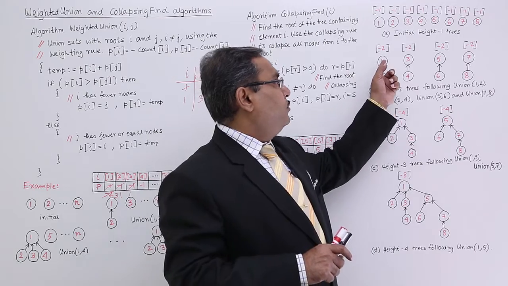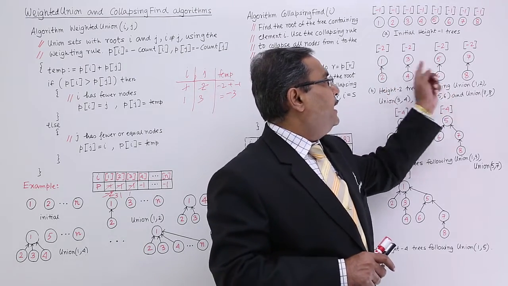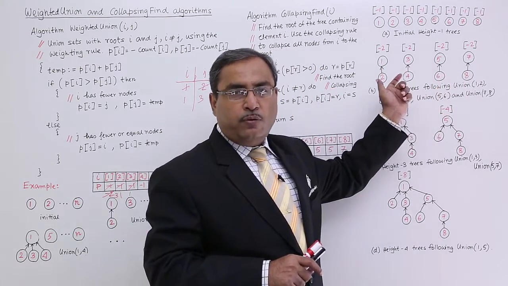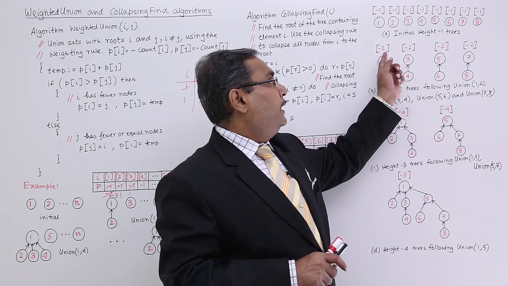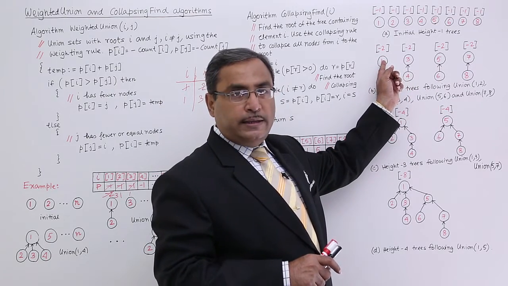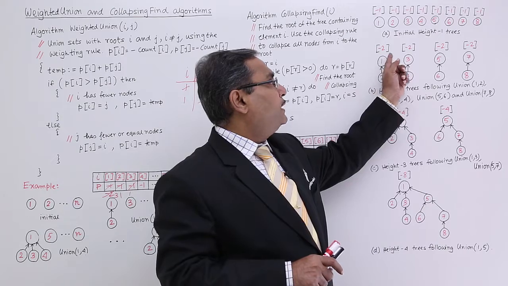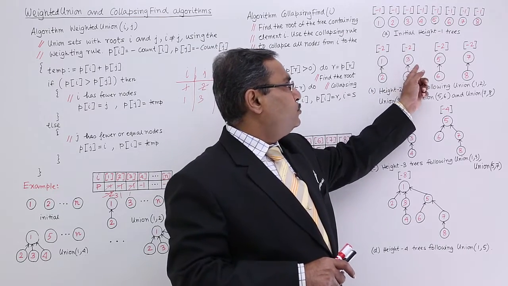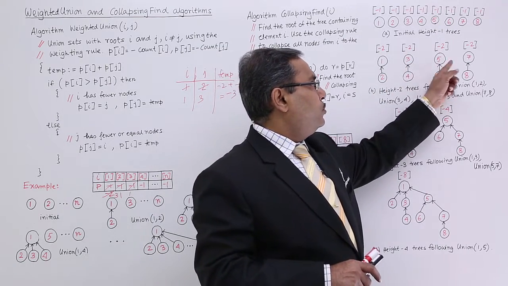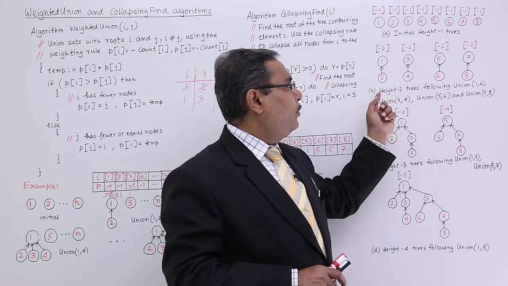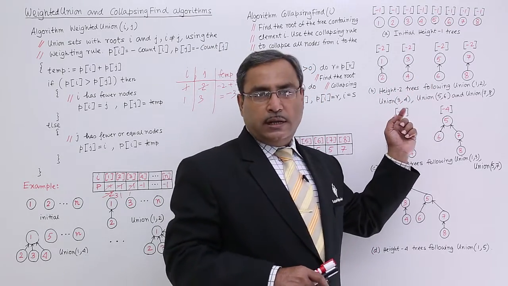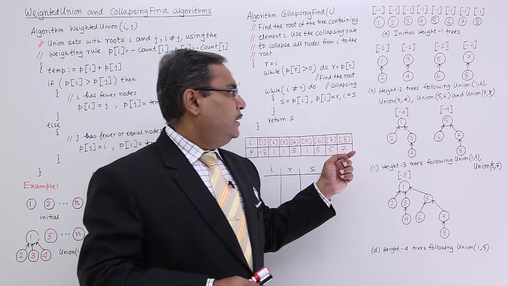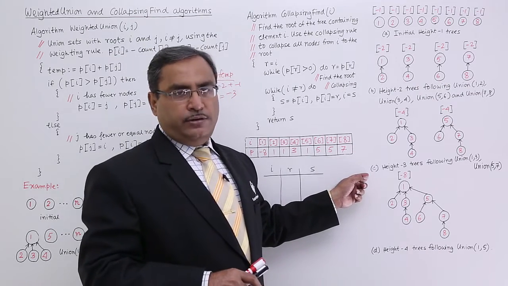So, up to union 1 2 through union 7 8, there will be 4 separate trees, and the location in the array P for each root will hold the count -2, because each has 2 nodes. In this way, we get height 2 trees. Okay, now we are going for the height 3 trees.